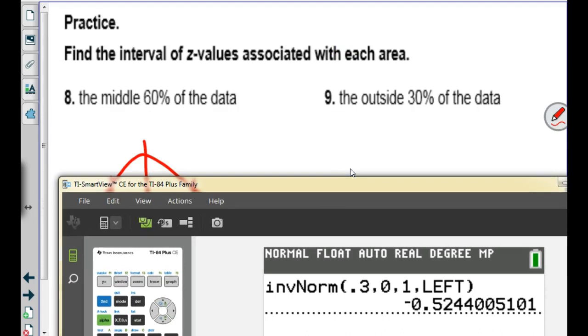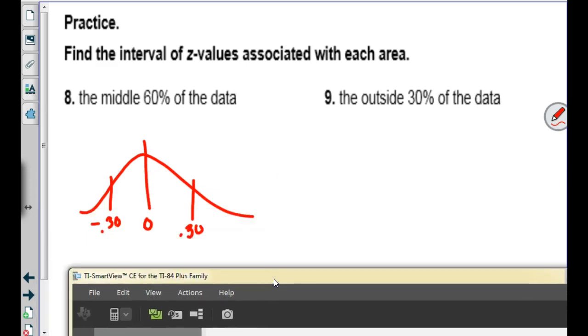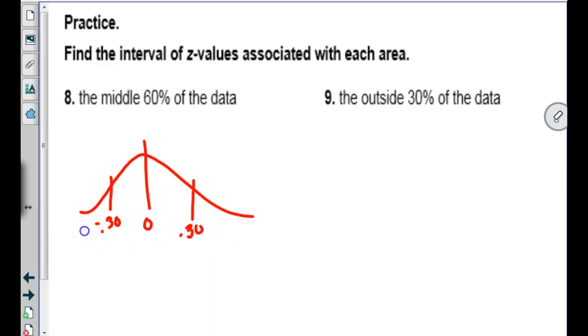I'm feeling less than confident that I'm doing this right all of a sudden. Oh, I know what I'm doing wrong. Okay. Let's try this again. We're trying to find a z-score. If this is the 50th percentile and you want the middle 60%, you want 30% on either side of that, which would go down how far? Yes. Does everyone understand why that's the middle 60%?